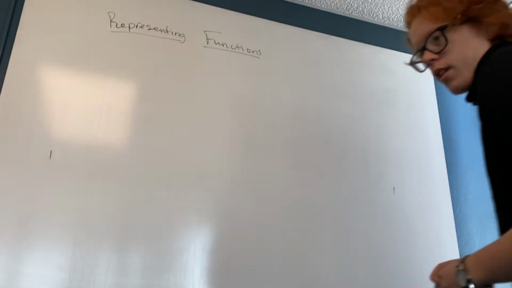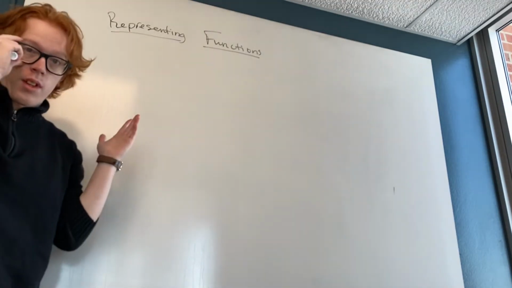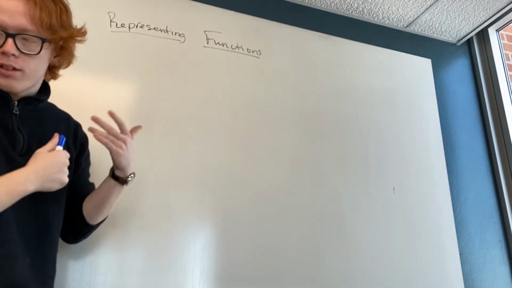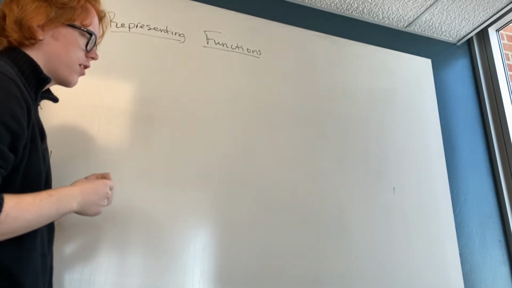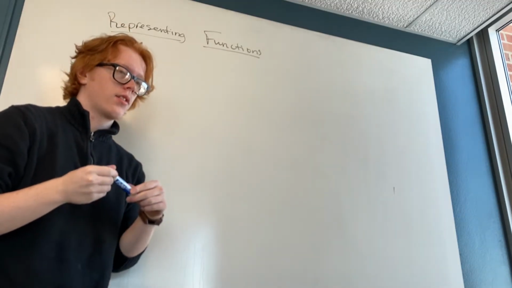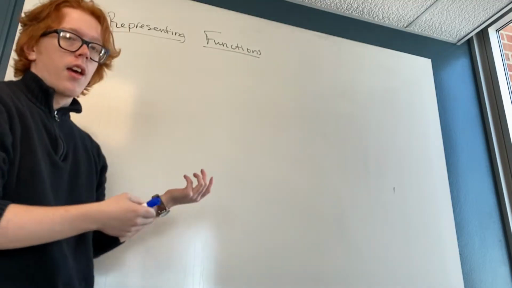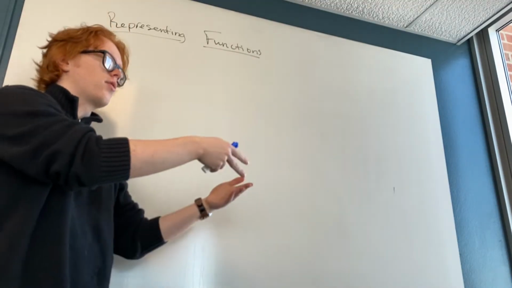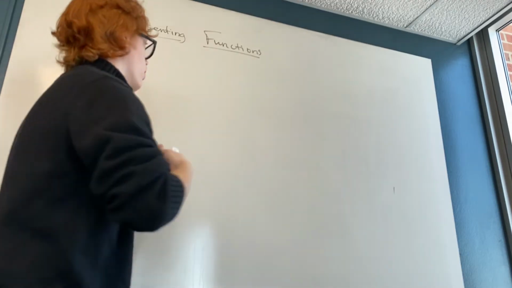Today we're just going to talk about a few different ways to represent functions. Last time we talked about exactly what a function is, and just a basic review idea. A function takes a value from the domain, such as x, and maps it to a value in the codomain.